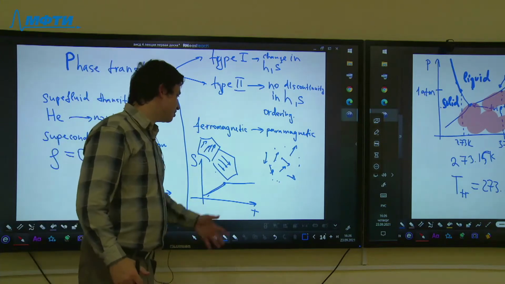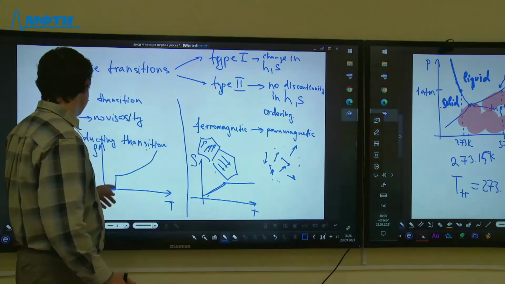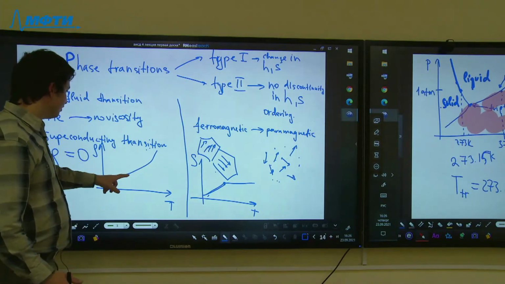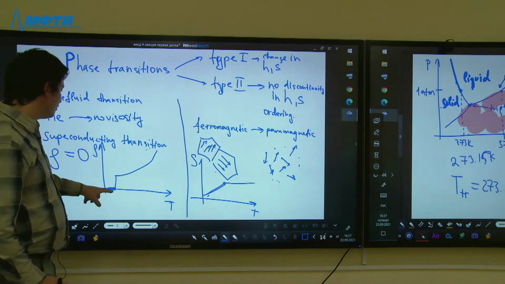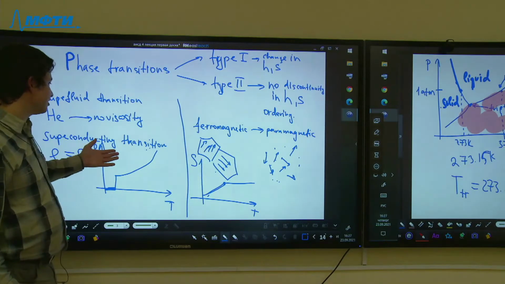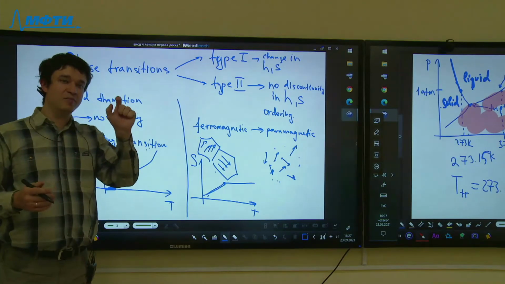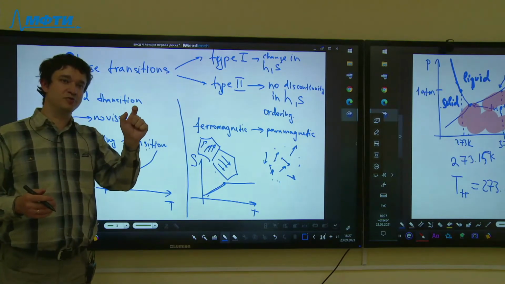So that's the reason why you don't have discontinuity in here. And in here you also see that there is a drop of the resistivity to 0, but actually the superconducting transition is associated with the formation of pairs of electrons, which are called Cooper pairs.